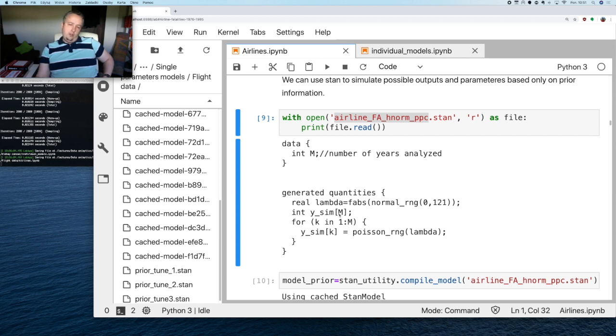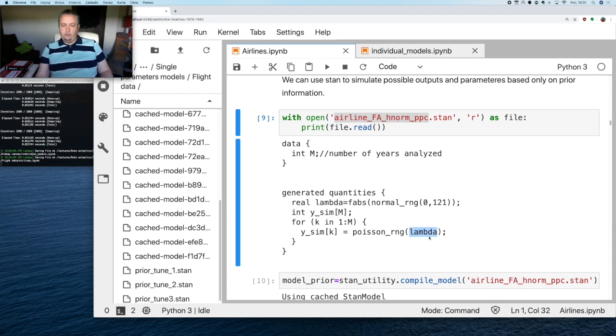So you need to compute the absolute value of samples from normal distributions, which have this nice property that they are then distributed as a half normal distribution with the same parameters. Depending on how many years we want to simulate, we generate a vector of integers, and in a for loop we just sample from the Poisson distribution with parameter lambda that we sampled before.